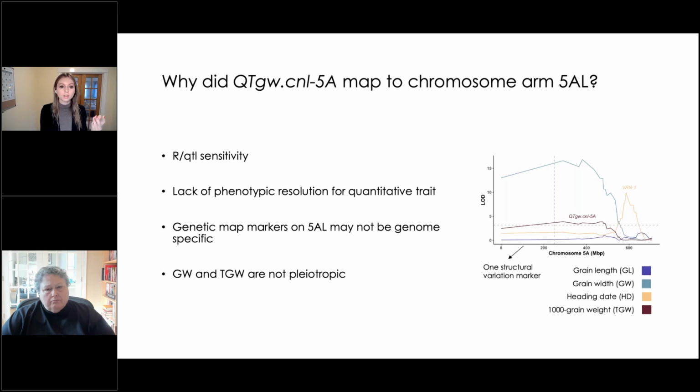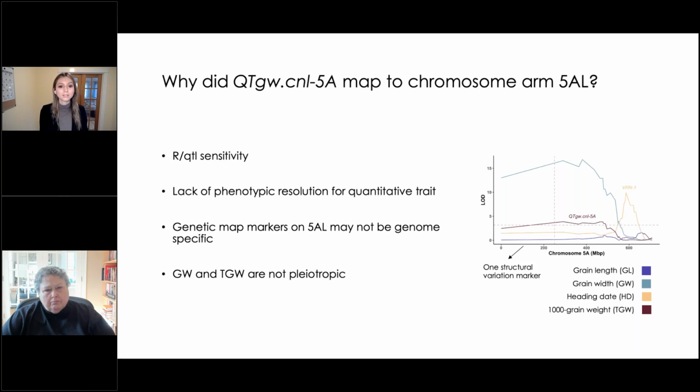So our QTL might, with that linkage, so here's again that QTL map, and we have in this map one structural variation marker representing the entire short arm. I've just graphed it to give you the sense of that size for the physical map. The lack of phenotypic resolution for a quantitative trait in a double haploid background also can make it tricky to narrow exactly where you're mapping. Another thought I had is that the genetic map markers for chromosome 5AL might not all be genome specific. If they're mapping to the long arm of the B or the D genome, that could be causing our peak to be on the long arm.